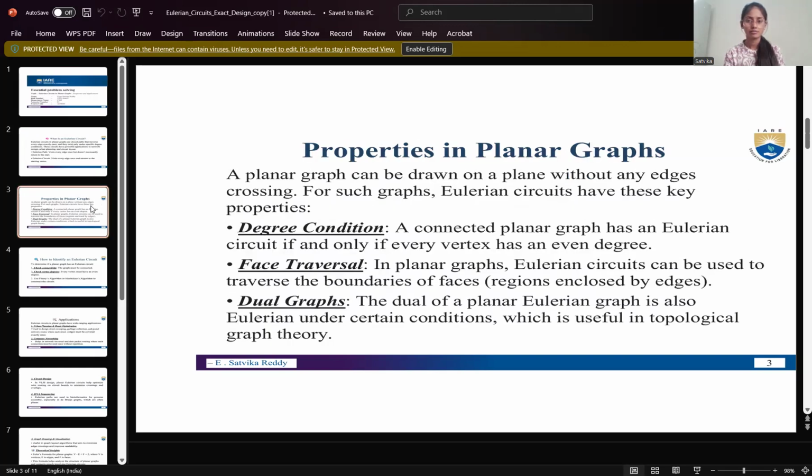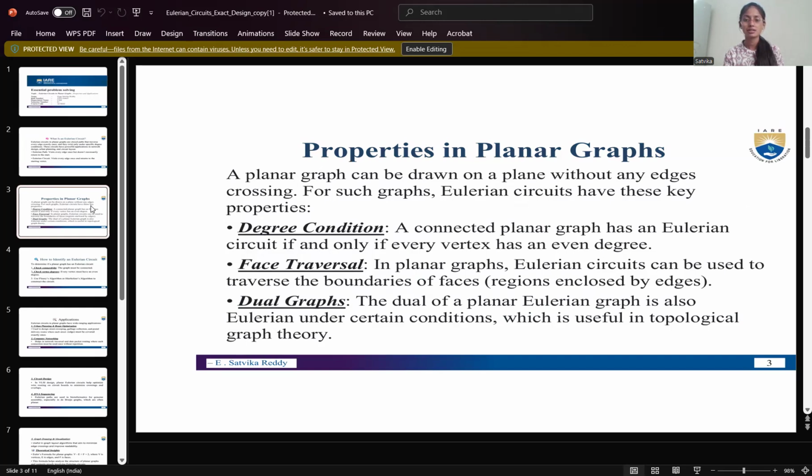What is a planar graph? A planar graph is a graph that can be drawn on a flat plane, like a paper, without any edges crossing each other. Each enclosed region, including the outer region, is called a face of the planar graph. For such graphs, Eulerian circuits have these key properties.